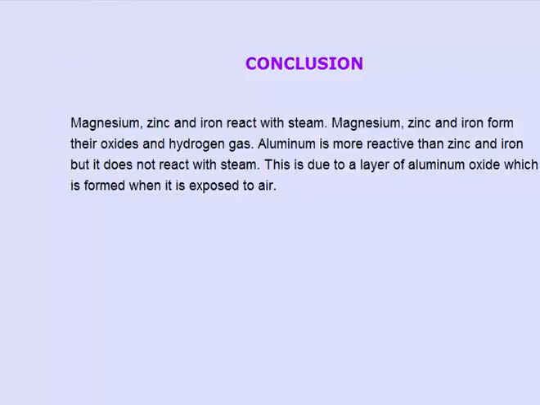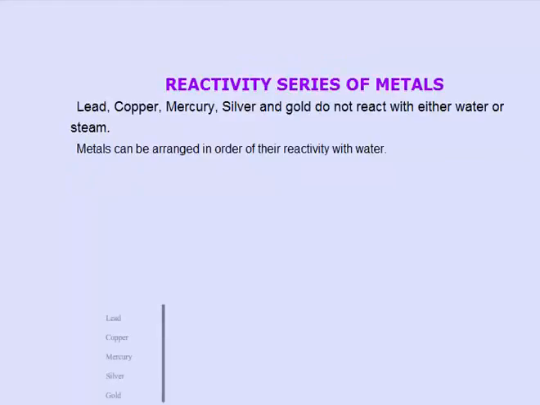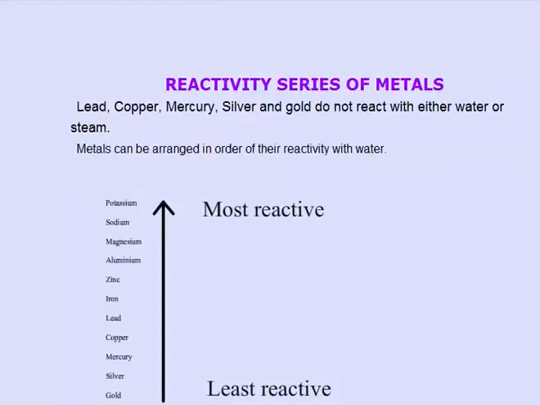Aluminium is more reactive than zinc and iron, but it does not react with steam. This is due to a layer of aluminium oxide which is formed when the metal is exposed to air. All these reactions show that metals react differently with water. Metals can therefore be arranged according to how they react with water. There is decreasing reactivity from potassium to copper.